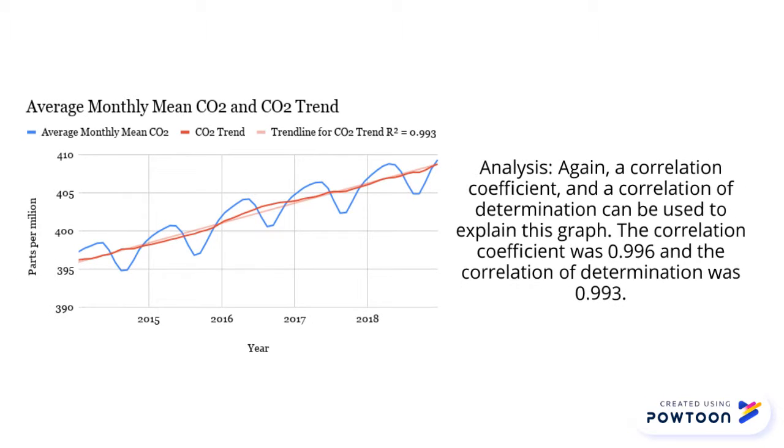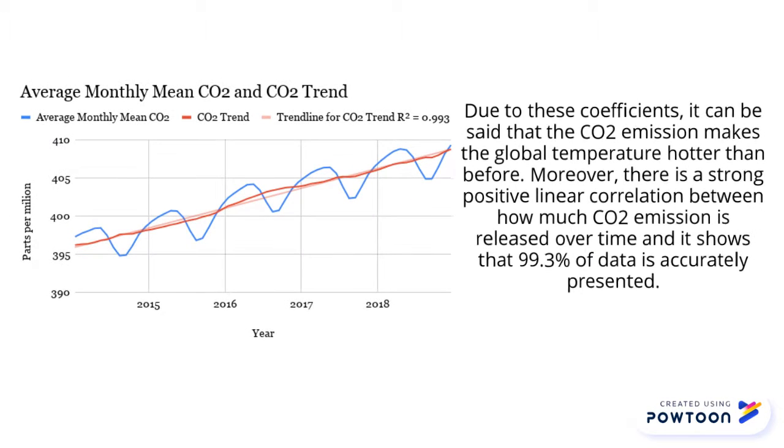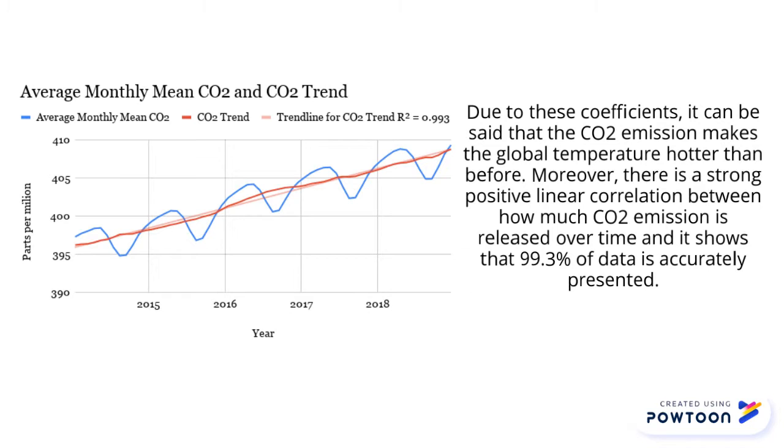And again, a correlation coefficient and a coefficient of determination can be used to explain this graph. The correlation coefficient was 0.996 and the coefficient of determination was 0.993. Due to these coefficients, it can be said that carbon emissions make the global temperature hotter than before. Moreover, there is a strong positive linear correlation between how much carbon dioxide emission is released over time, and it shows that 99.3% of data is accurately represented.